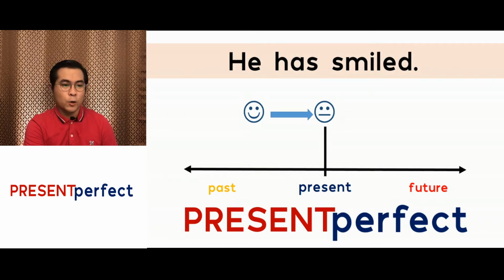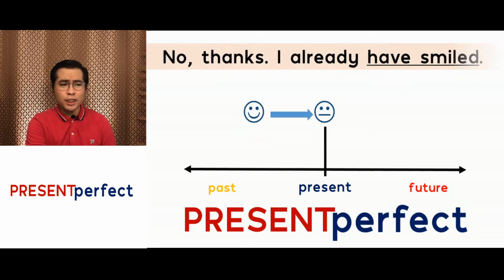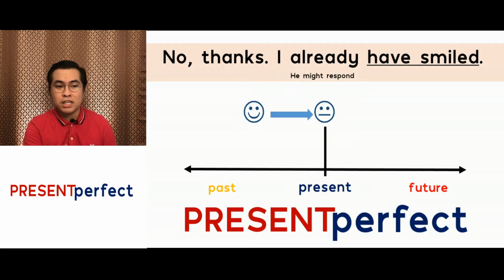So he has smiled. Let's go back again to that sentence. When you are actually talking about this, the meaning of that is, for example, you can ask the person, hey, do you want to smile now? For example, you're referring to the time now, asking that question to the person. And the person can answer you, no thanks, I already have smiled. Okay, so that might be the response of that person. So again, notice you might be confused. I changed has to have here because the subject that we use is I.